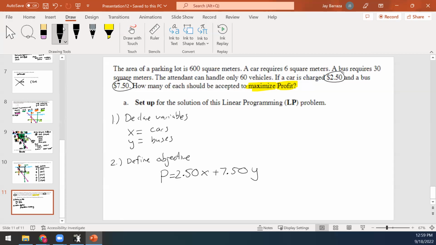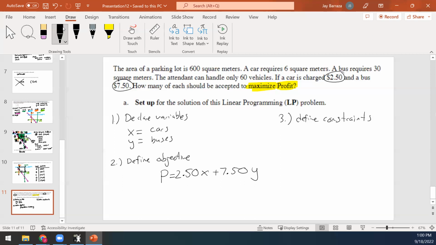So we have declared our variables. We have defined our objective. The third thing we have to do is define your constraints. So how many constraints? What are your constraints? You got to think about what are the things that you have limitations on. Now, when you're doing a problem like this specifically, you want to think about natural constraints. And what I mean by that is these are things that in your mind are kind of obvious, but you still have to define them.